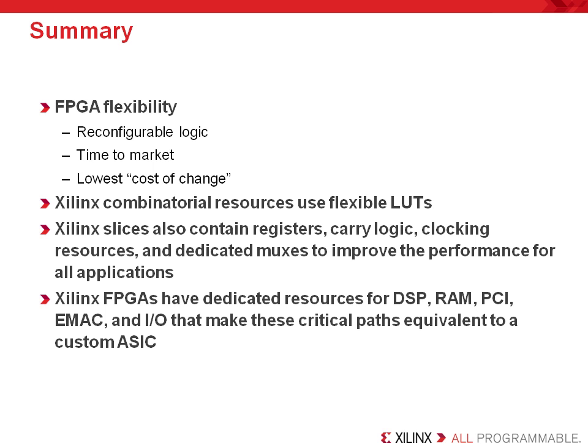Xilinx FPGAs use LUTs instead of gates. This allows designs to pack more logic into their FPGA because each LUT can handle any combinatorial function of up to 6 inputs. Xilinx FPGAs also contain registers, carry logic, clocking resources, and dedicated muxes to improve system speed for all applications. Xilinx devices also have a variety of dedicated hardware resources including DSP Slice resources, block RAMs, PCI cores, EMAC cores, and SerDes I/O functionality that makes system speed nearly equivalent to ASIC speed.